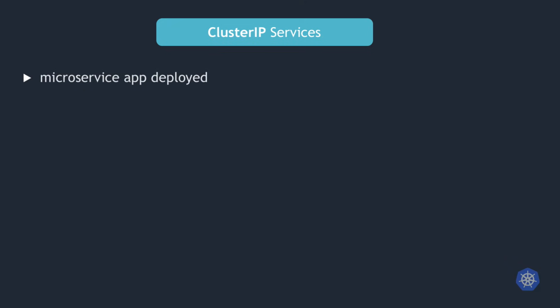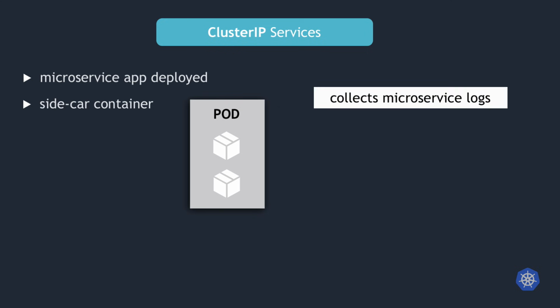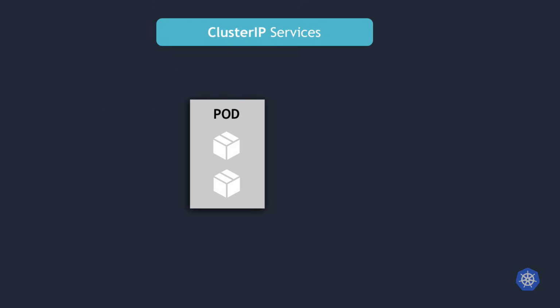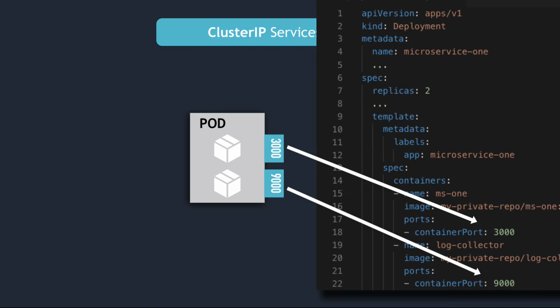Imagine we have a microservice application deployed in the cluster. So we have a pod with a microservice container running inside that pod. And beside that microservice container, we have a sidecar container that collects the logs of the microservice and then sends that to some destination database. So these 2 containers are running in the pod. And let's say your microservice container is running at port 3000 and your logging container, let's say, is running on port 9000. This means that those 2 ports will now be open and accessible inside the pod.